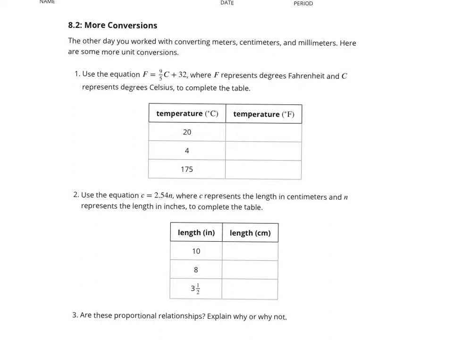This is the formula that meteorologists use to convert Celsius temperatures to Fahrenheit temperatures. F represents the degrees Fahrenheit, C represents the degrees Celsius. Let's see what's in this table. The temperature in Celsius is on the left and temperature in Fahrenheit is on the right, so the Fahrenheit depends on what the Celsius is. F is equal to 9/5 times the Celsius temperature, and then we add 32.